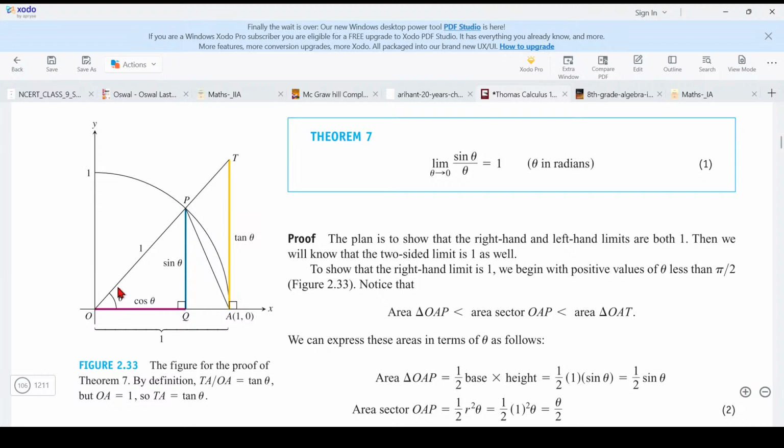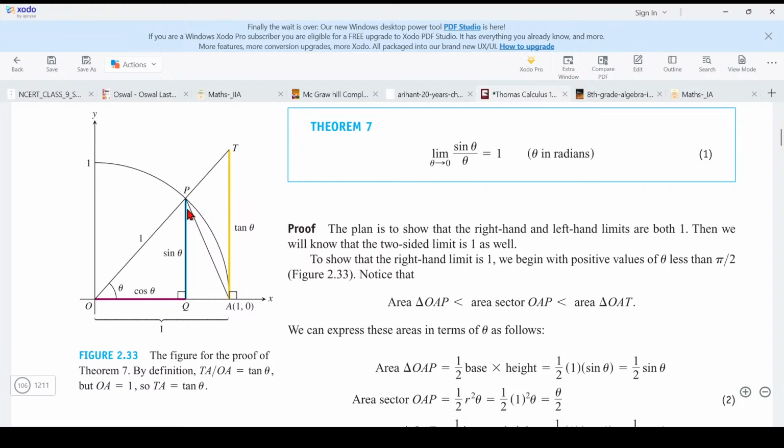Theta is in terms of radians. What is the length of the curve? R into theta, right? This curve is R theta. But R is anyway 1, so the length of this curve is theta. Agreed? Now, this line is always shorter than this curve. Agreed?